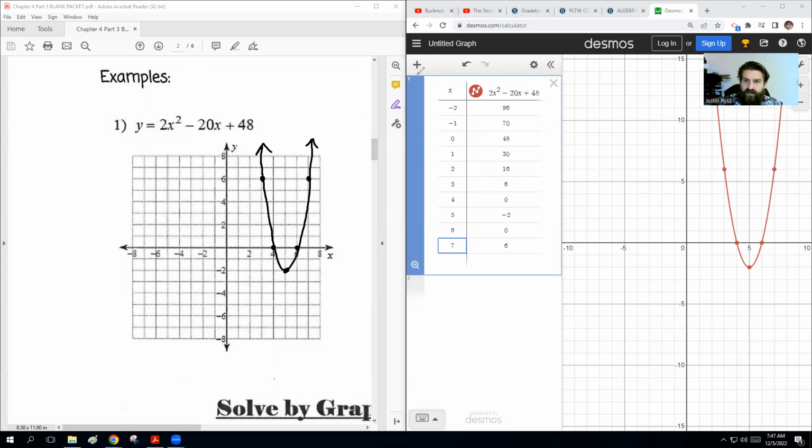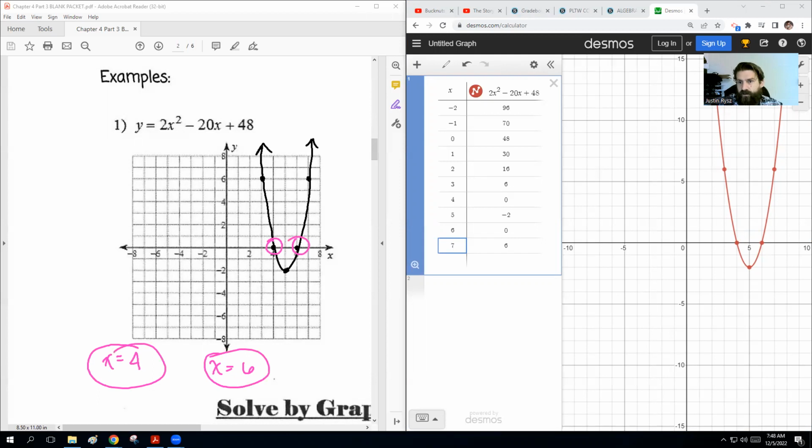So if we want to solve this, the solutions are going to be the x-intercepts. All right, and so that would be x equals 4 and x equals 6. Now there's the answer. That was a super easy one.